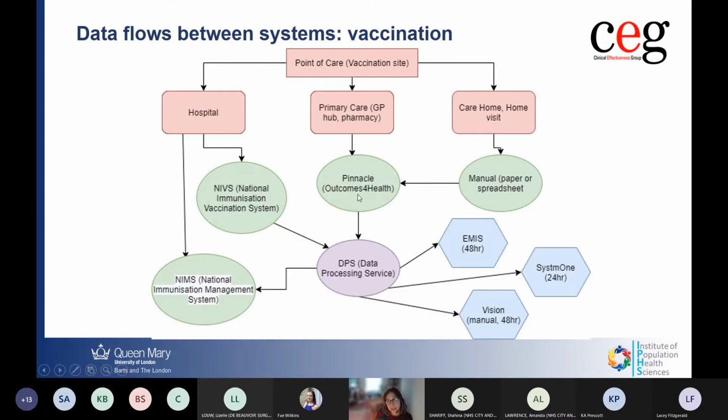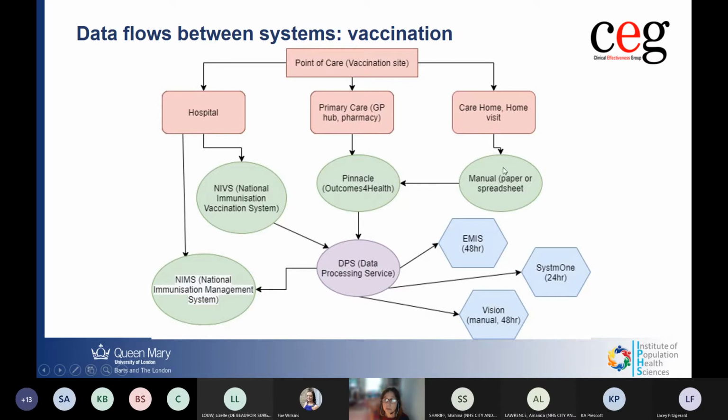That data for the vaccination data is going through Pinnacle, Outcomes for Health. Again, it goes into this data processing service. Then you'll see it in EMIS. We're all EMIS practices in City and Hackney. That seems to take about 48 hours to appear in your system. I have heard that a couple of weeks ago it was taking up to 72 hours. I don't know if it's still taking that sort of time, but I think it's meant to be in there within about 48 hours. So you can appreciate that if we're running some of our dashboard reports, we'd be not capturing all the patients because, of course, there's a delay with this data coming back into the practice.